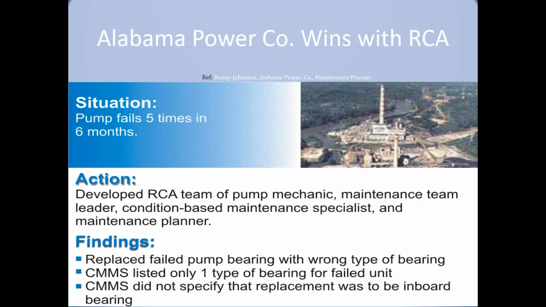Here's Alabama Power Company. They had a pump that failed 5 times in 6 months. They developed a root cause analysis team, and they found out that they replaced the failed pump bearing with the wrong type of bearing. In their CMMS system, only one type of bearing was listed for the failed unit. It didn't specify the replacement was to be the inboard bearing. So again, they figured this out, but a pump failing 5 times in 6 months, that's a major issue.